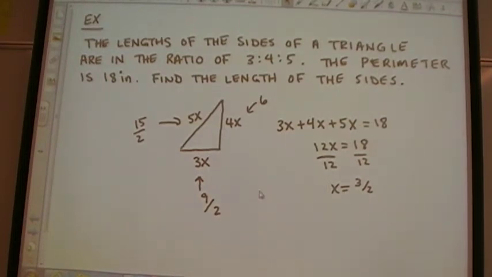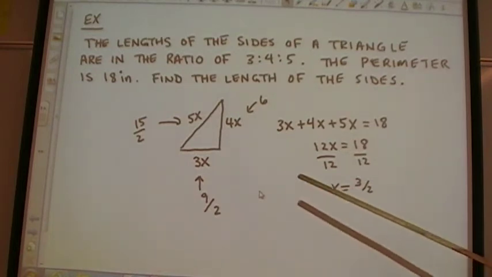The lengths of the sides of a triangle are in the ratio of 3 to 4 to 5. The perimeter is 18 inches. Find the length of the sides. So again, I just drew a quick diagram. It helps me all the time with these word problems to draw a figure if possible. So I highly recommend it. So I just drew this triangle right here.